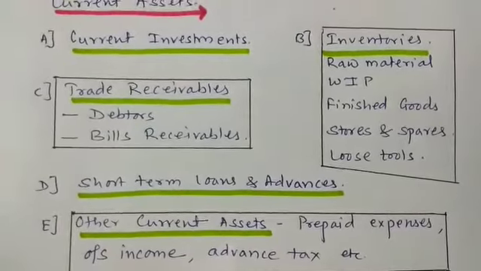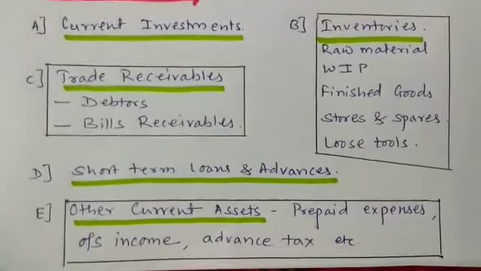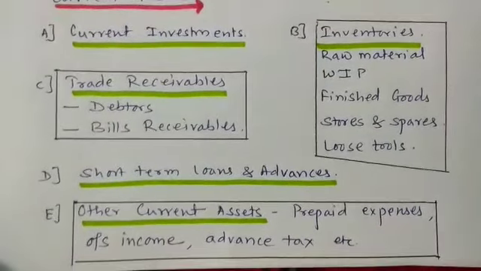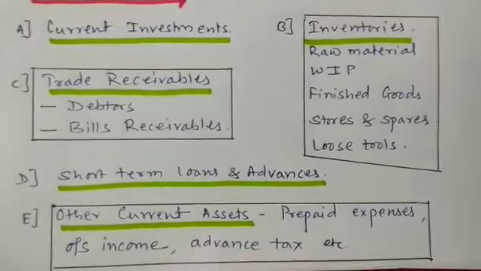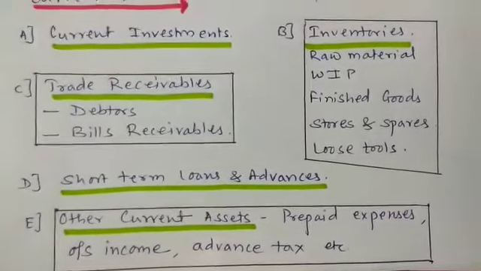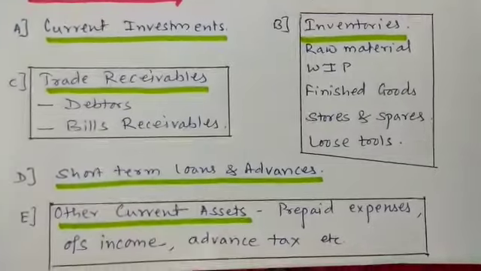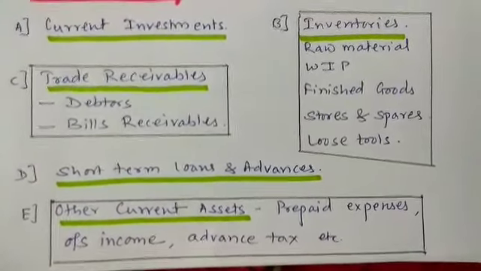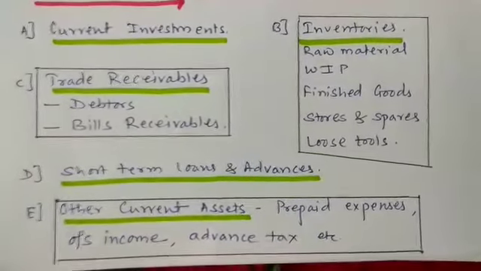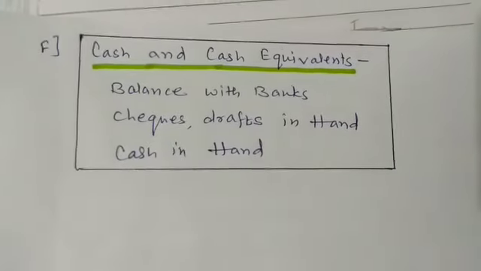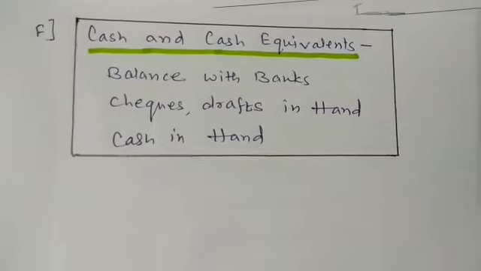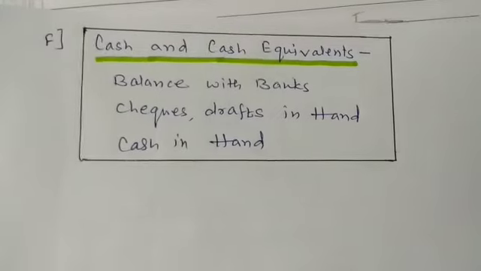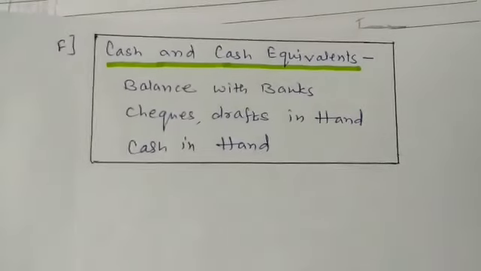Short-term loans and advances, any advances or loans given to either employees or outsiders, for a short period of time will be a part of short-term loans and advances. Then other current assets. Prepaid expenses, outstanding income, and advance taxes are a few examples of other current assets. They are receivable within a shorter period of time. The most important is the last, that is cash and cash equivalent. It includes balance with the bank, balance of cash in hand, checks, drafts in hand, etc.